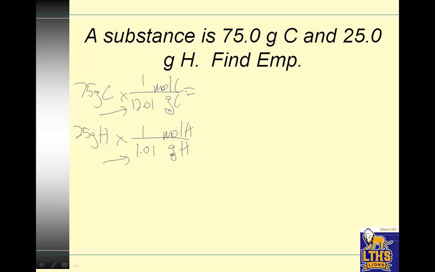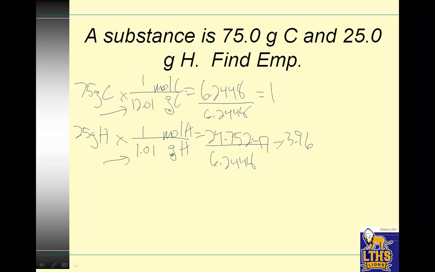I remember now. 75 divided by 12.01 is 6.2448. 25 divided by 1.01 is 24.75247. What do I do now? Divide by the smallest. That equals 1. And that answer divided by 6.2448 is 3.964. You need to be, remember, your choices are a half or thirds or whole numbers.